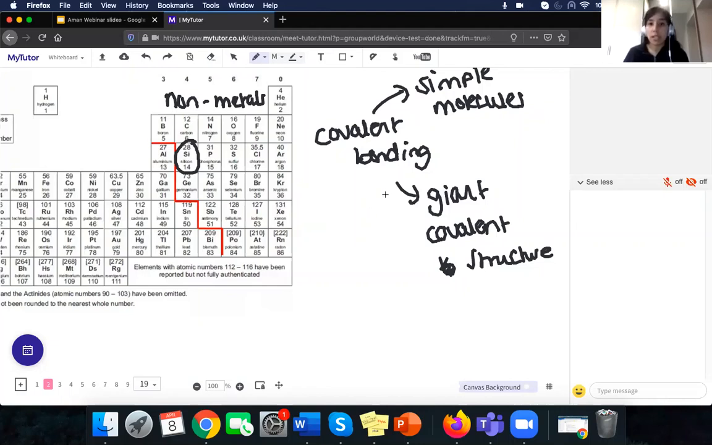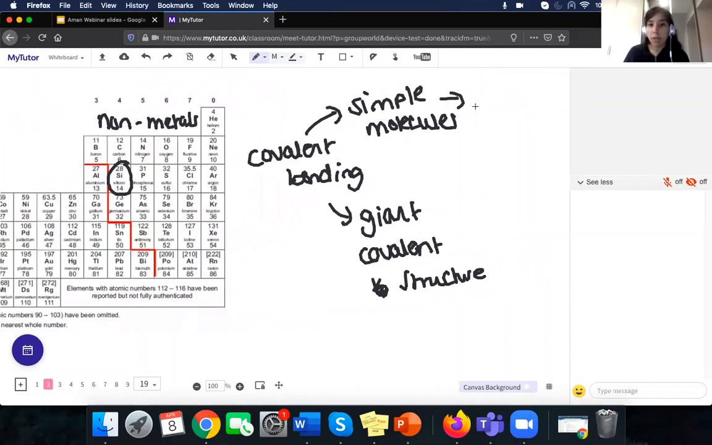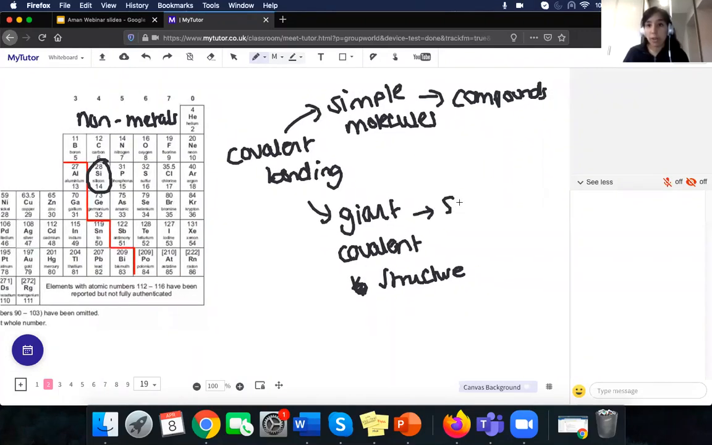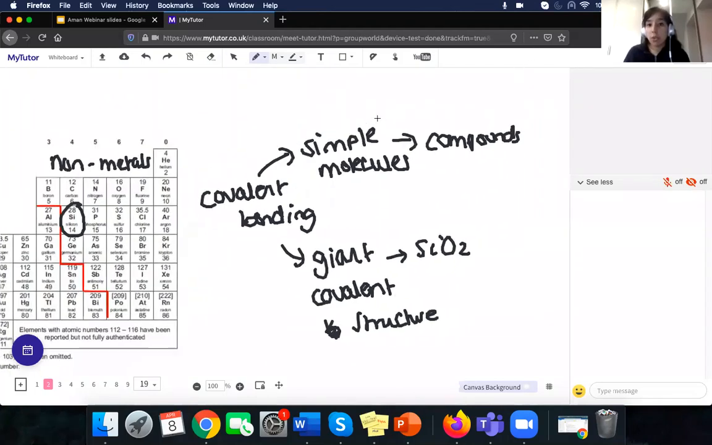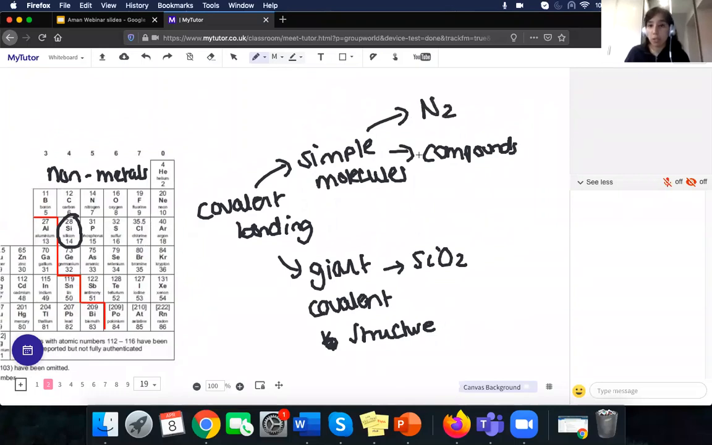So we covered this yesterday, that some simple molecules can be compounds, and so can some giant covalent structures. The only giant covalent structure that is a compound that you need to know about is silicon dioxide. Both diamond and graphite aren't, because they only contain carbon. And remember, that's only one element. Simple molecules, for example, nitrogen is just made of nitrogen. Therefore, it's an element, it's not a compound, whereas water, which is H2O, has hydrogen and oxygen in it, which are chemically combined. So that would also be a simple molecule and a compound. So it's about how many elements are in there and whether they're chemically combined.